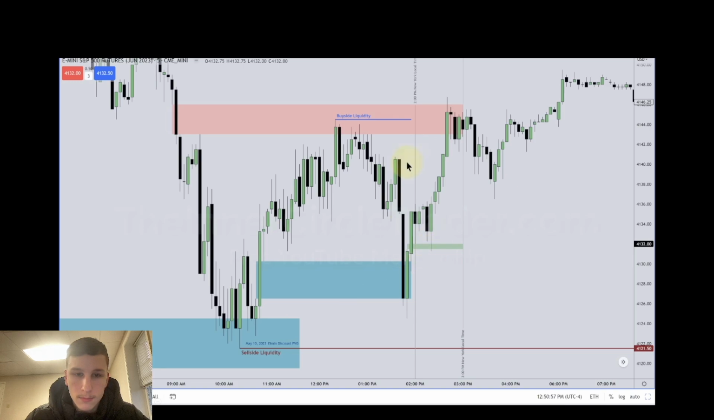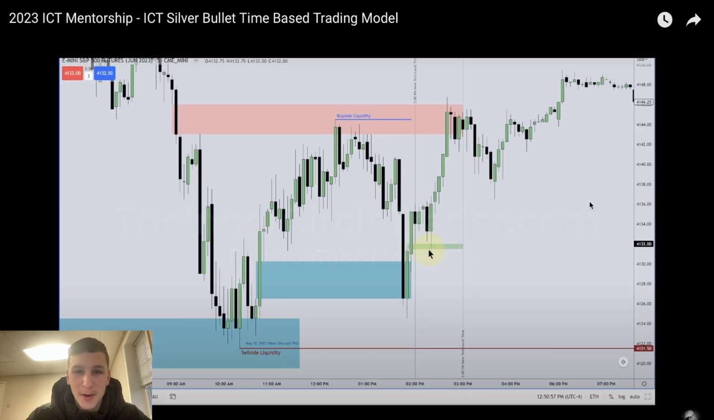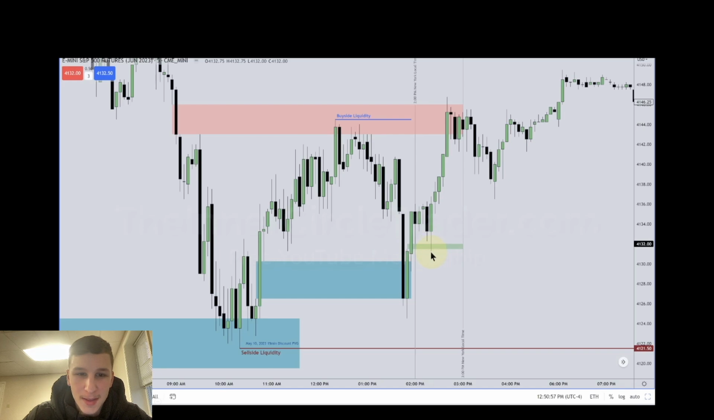So if it's going to rally here, the framework could be on the optimal trade entry here and taking the first fair value gap that forms inside. It's a beautiful setup right here. I wonder if I caught this one. 2 o'clock and 3 o'clock. That's happening right there.